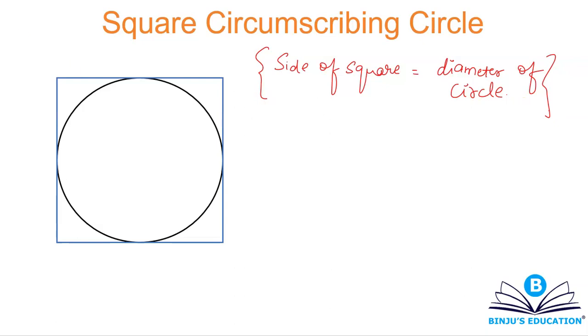So you can see that also. For example, now both of these are basically regular figures. Square is a regular figure, circle is also a regular figure. So the centers of the two are going to overlap each other.